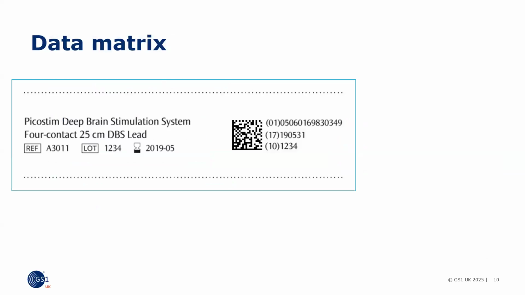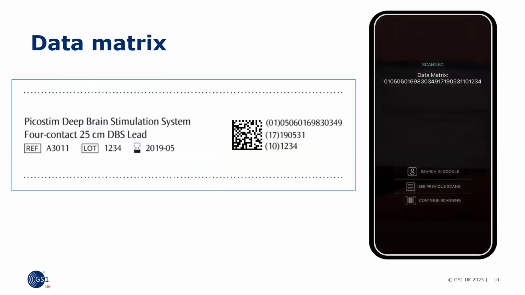Here we have what looks like a GS1 data matrix capturing the same data. In fact, a quick scan shows it to be a simple data matrix, and the data is showing as a single string without the data titles. This demonstrates the importance of choosing the correct barcode.